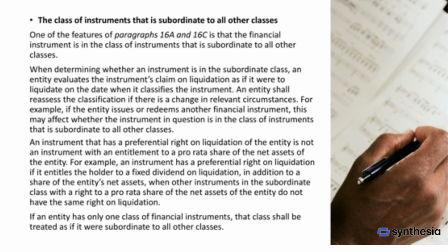One of the features described in paragraphs 16A and 16C is that the financial instrument belongs to a class that is subordinate to all other classes. To determine whether an instrument is in this subordinate class, an entity evaluates the instrument's claim on liquidation, as if the liquidation were to happen on the date when the instrument is classified. The entity must reassess the classification if there is a change in relevant circumstances.